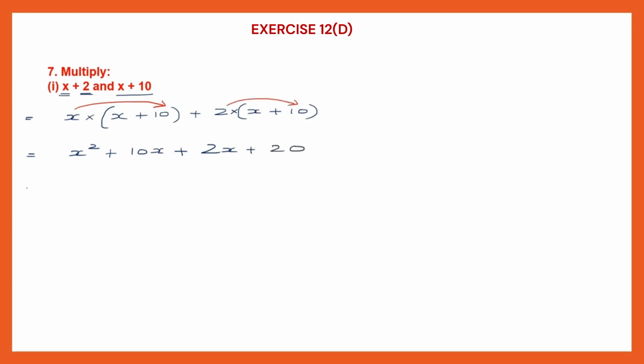So here we have x square. Now here we have two like terms, that is 10x and 2x, and both have plus sign, so we add it up. 10 plus 2 is 12, so this becomes 12x, and then we write the number 20. So what is our final answer? x square plus 12x plus 20.